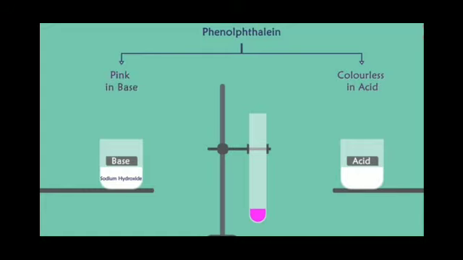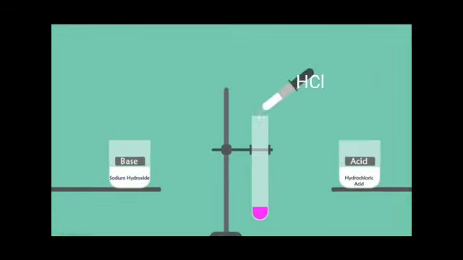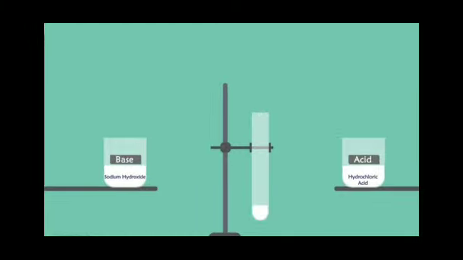As we already learned, the phenolphthalein indicator gives pink color in the presence of base and it remains colorless in the presence of acid. Now what will happen if I add acid into this test tube? When we add acid into the test tube, it again turns from pink to colorless. This is because the acid neutralizes the base which is already present in the test tube.